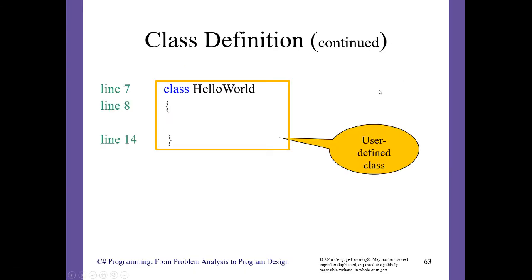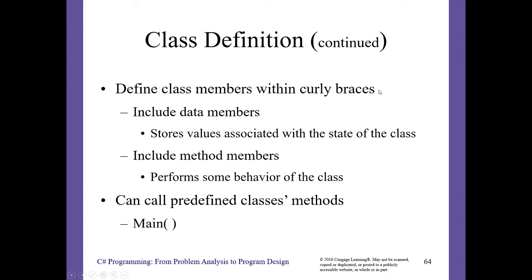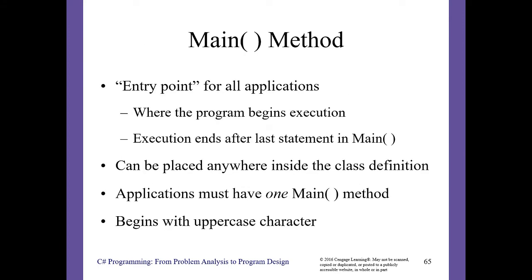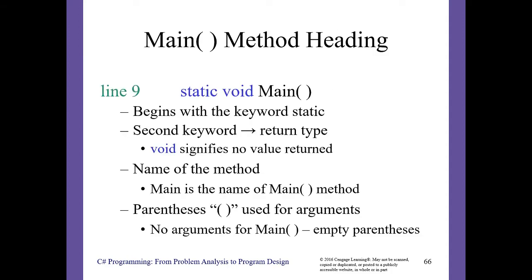And then inside my class, I'm going to have some data members and maybe some methods that perform some actions. And the most important method I'm going to have is my Main. The Main is always the entry point for a C# program. It's where the program begins and execution ends after the last statement in the Main. So it can be anywhere inside of any class, but we have to have a Main method, and it always begins with an uppercase M. So we're going to start with the words static void Main.